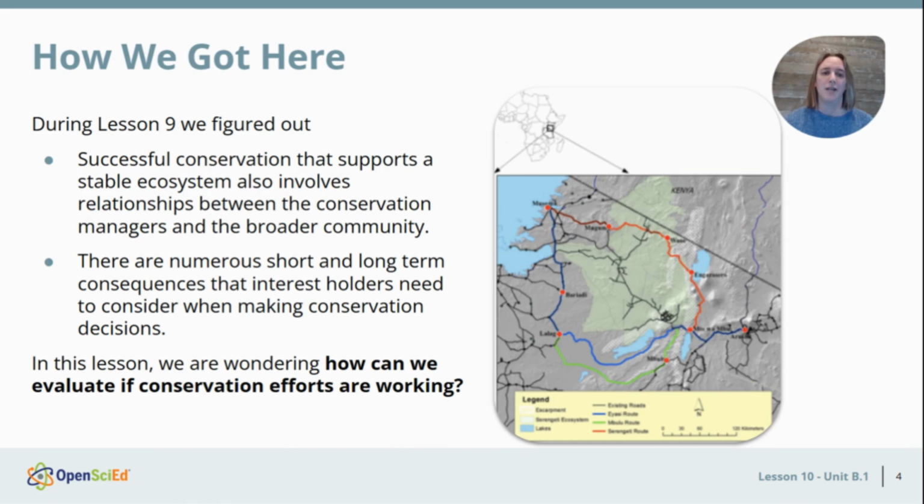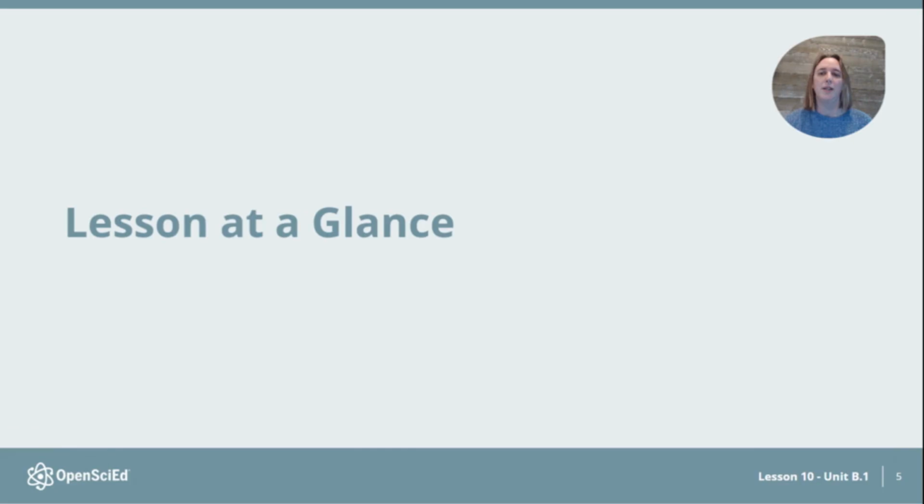At the end of Lesson 9, we started thinking about our original conservation plans from Lesson 1 and began to wonder about the plans in those areas and how we could evaluate whether conservation efforts are working. Let's take a look at highlights from Lesson 10.